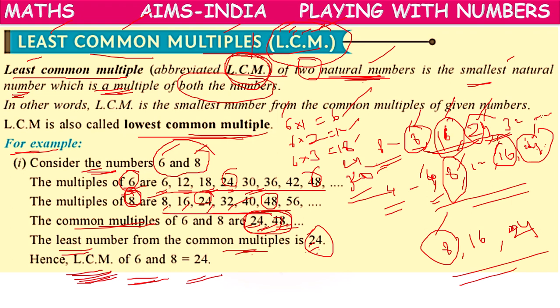So very simple, children. You have to understand the concept. Least common multiple. So what we will do? First we will start with M. First we will write multiples. Next what? C. We will take common multiples. Next what? Least. We will take the least common multiple. That will be the answer.